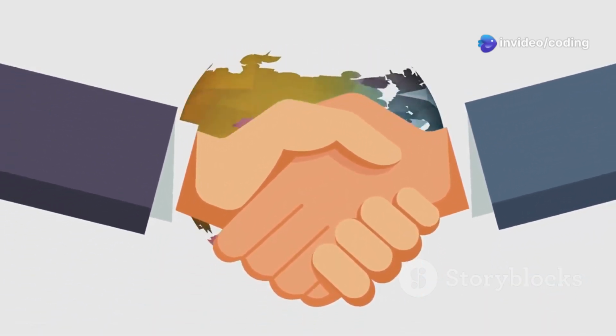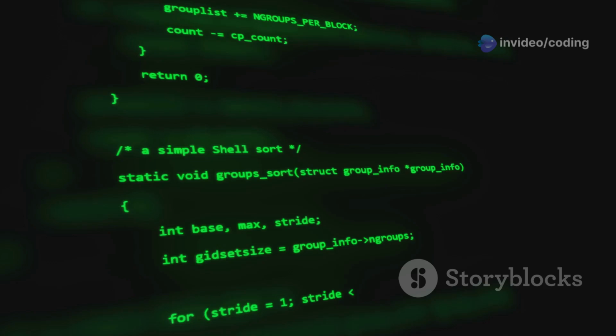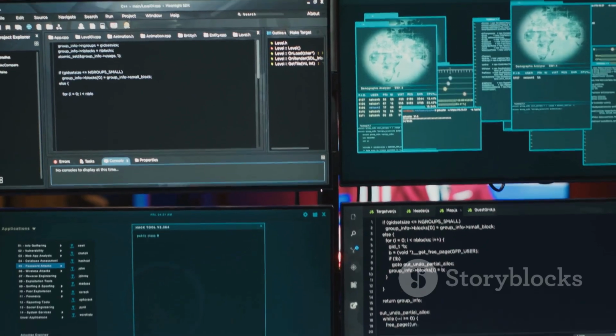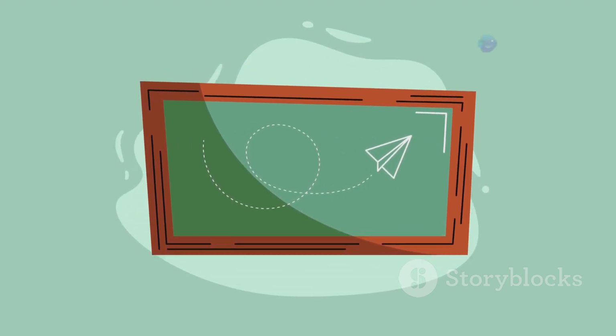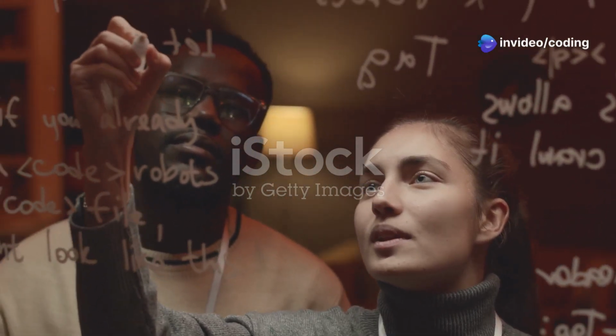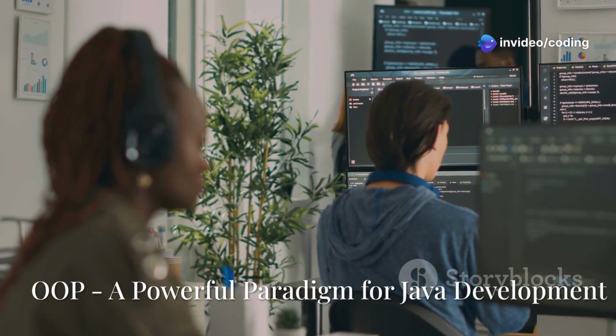Here's an example. abstract class Animal, class Dog extends Animal. In this example, Animal is abstract. You can't create an Animal object directly. A concrete class must implement the abstract method.